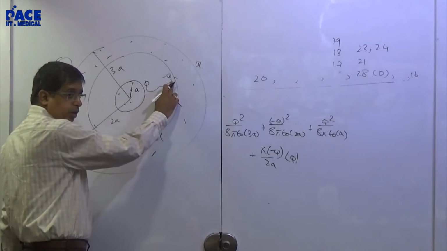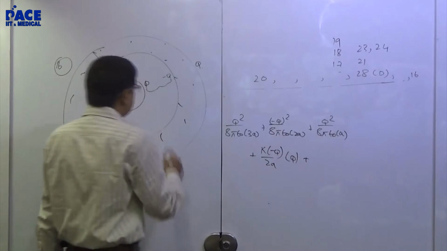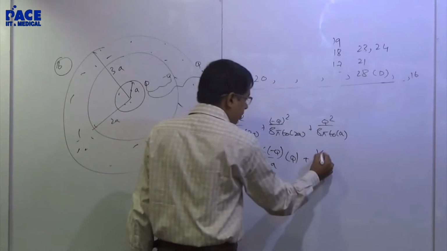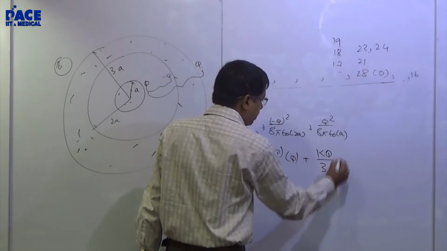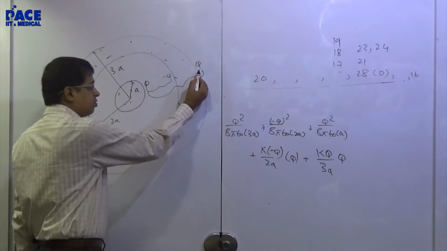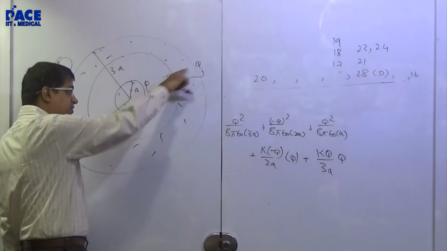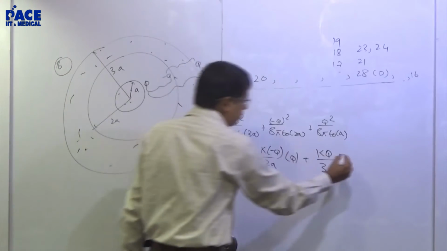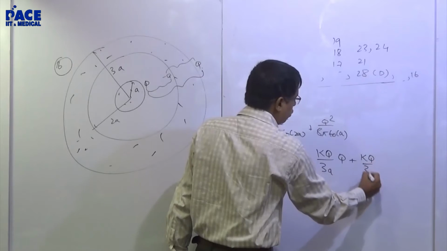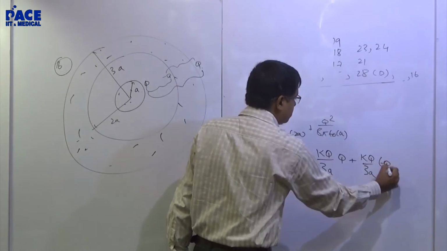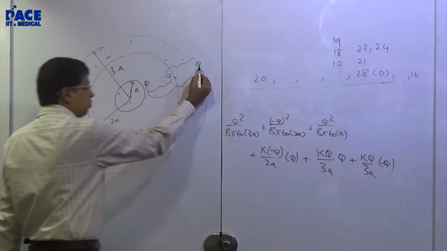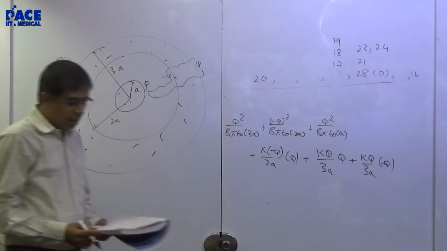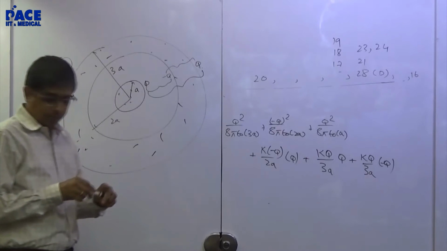Minus Q by 2a into Q plus interacting potential energy between these two. It will be KQ by 3a into Q. Because of this, whatever is the potential on the surface, everywhere inside it will be the same. Now interacting potential energy between these two, KQ by 3a into minus Q. This is the total electrostatic energy of the system.